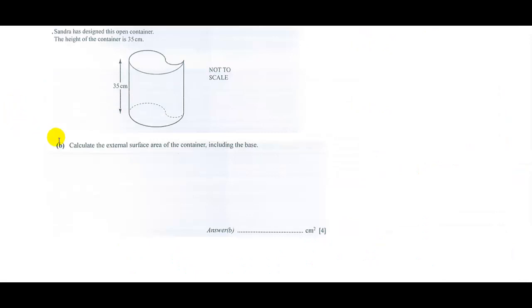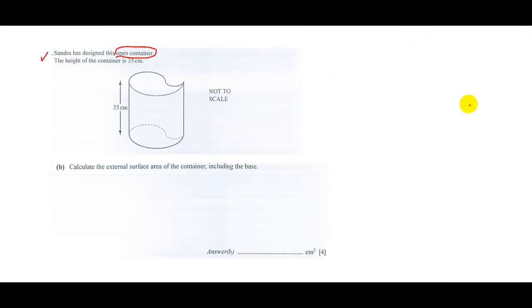The B part is calculate the external surface area of the container including the base. And students, please read the statement very carefully. This is an open container. This is very important. This container is open from the top, but it is closed from the bottom. And the bottom area is 329.87. This is the area of the bottom.